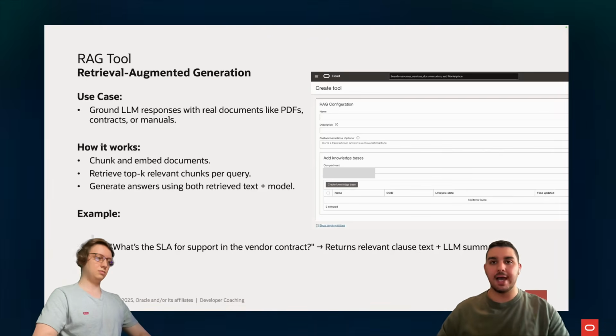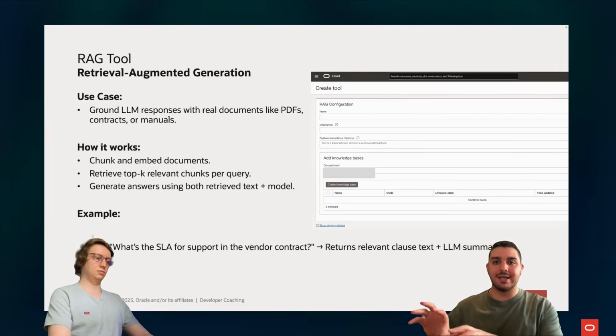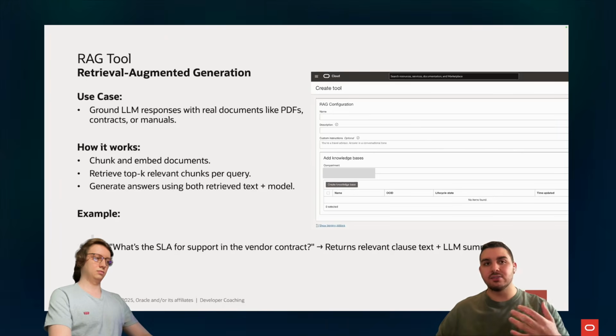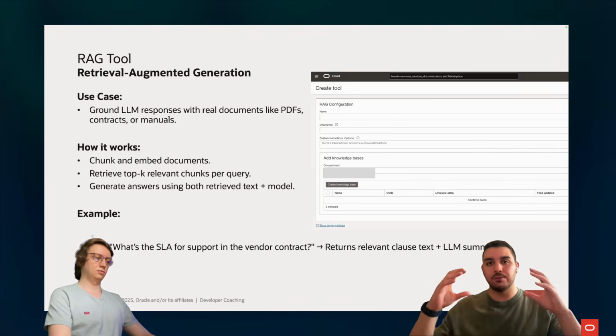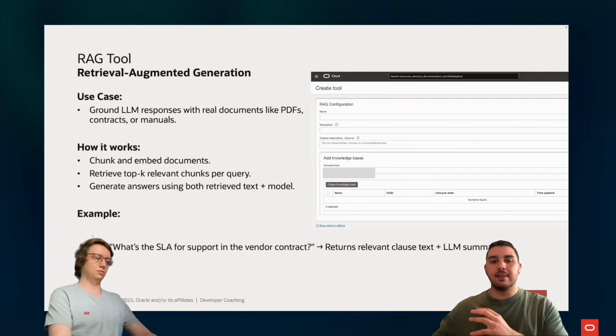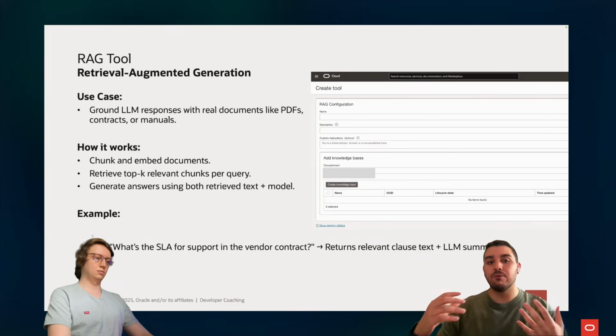So for example, if I have different tiers of employees or different groups of employees, each department can have access to specific pieces of information, and you can adjust this through what we call the metadata for each document so that only certain groups can access specific sets of information. And the example of this, of course, is if I were to ask what's the SLA for support in the vendor contract, it's able to return that relevant clause or text from your knowledge base, and the LLM actually improves that extraction to give you a coherent, full answer.